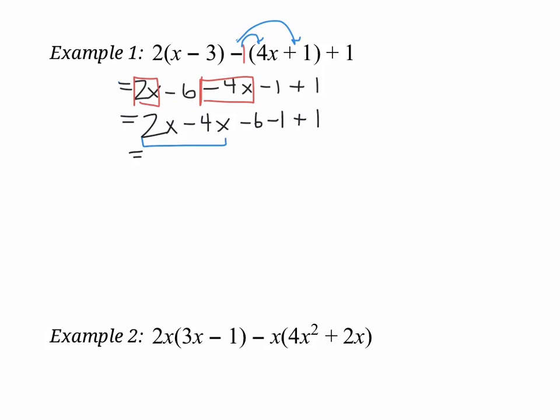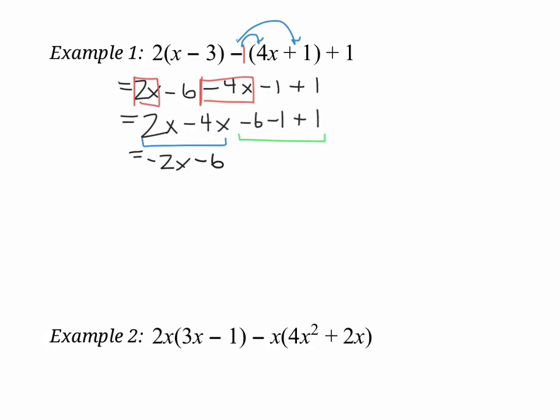So I'm going to add the x's together, and then I'm going to add together the constants. So I've got 2x minus 4x is going to be negative 2x. And then we've got negative 6 minus 1 plus 1 is just going to be negative 6. So the goal is to be able to just move from this line here all the way to there. If you're not there yet, if you can't sort of visualize this, that's fine, just work up to it.